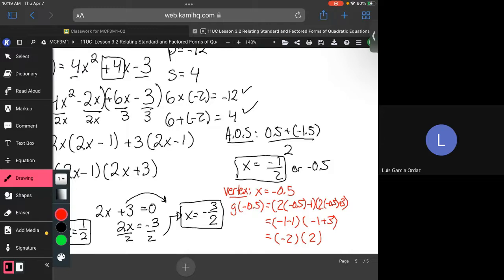The reason being is because, like I said, the axis of symmetry splits the graph right in the middle. So technically, when you sub it back in, those two values should just be the opposite of each other. So what's negative 2 times 2? So what's my vertex? Negative 0.5 and then negative 4. Yep, there you go. That's your vertex.